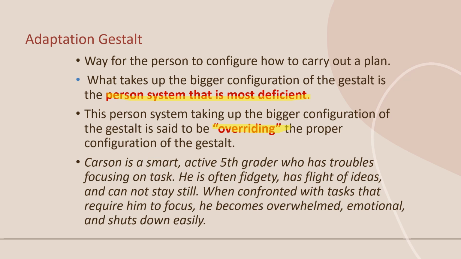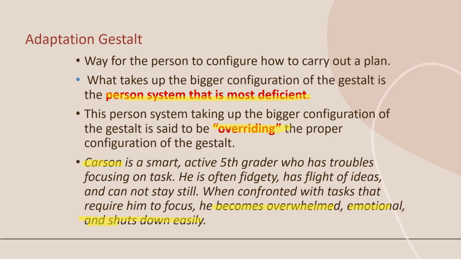Carson is a smart, active fifth grader who has troubles focusing on a task. He is often fidgety, has a flight of ideas, and cannot stay still. When confronted with tasks that require him to focus, he becomes overwhelmed, emotional, and shuts down easily. Okay, so we have Carson as the person. And then what is his environment areas? It says, so when confronted with tasks that require him to focus. So in his environment, he has to focus. And what is his response? His response is he becomes overwhelmed, emotional, and shuts down easily.